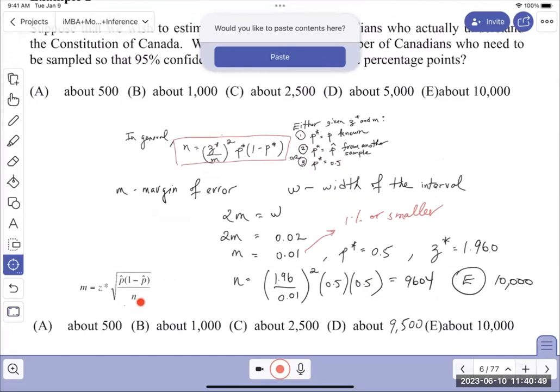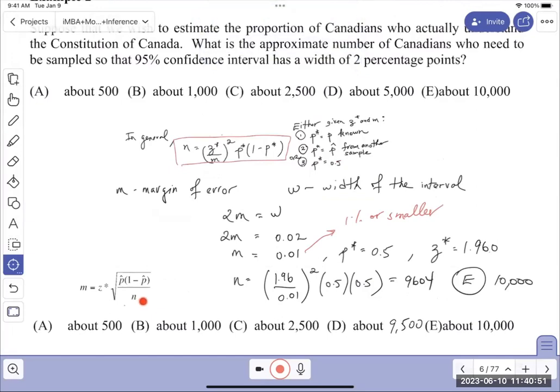So what happens the larger the sample size? What happens to M? When will M be smaller? As N is larger. If N is larger. So as N is larger, right, Patricia? As N is larger, M will be smaller.